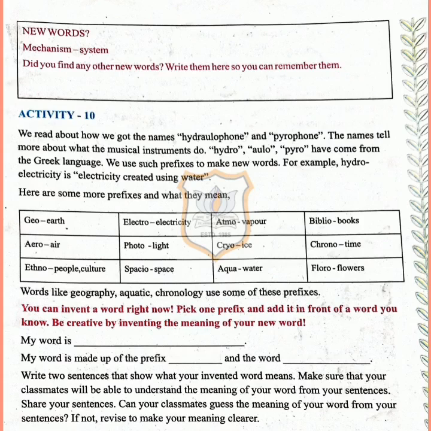Write 2 sentences that show what your invented word means. Make sure that your classmates will be able to understand the meaning of your word from your sentences. Share your sentences. Can your classmates guess the meaning of your word from your sentences? If not, revise to make your meaning clearer. So children, this is activity number 10, which is related to prefixes.